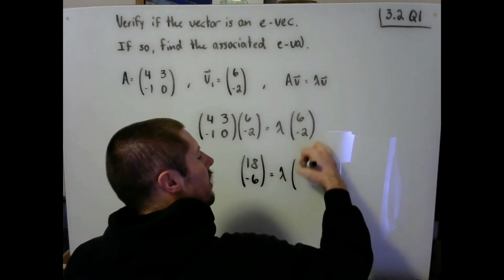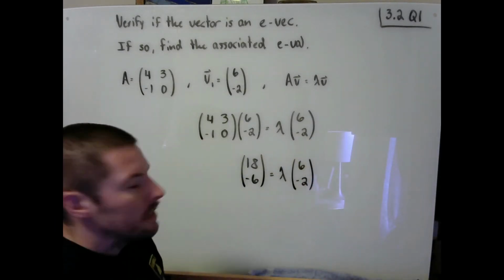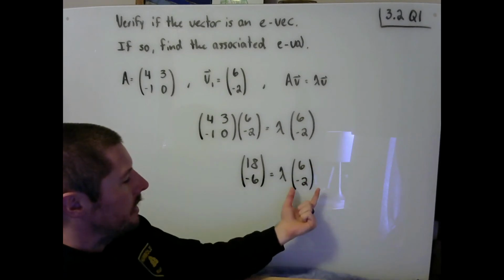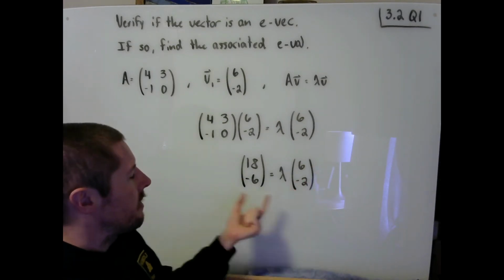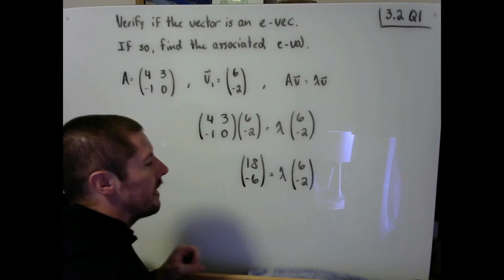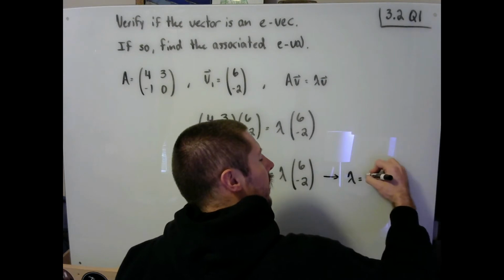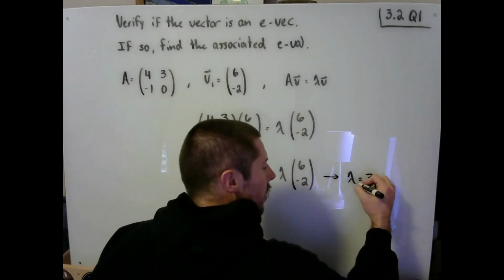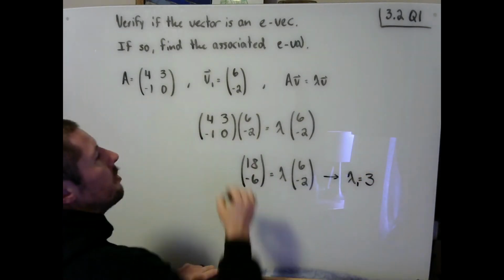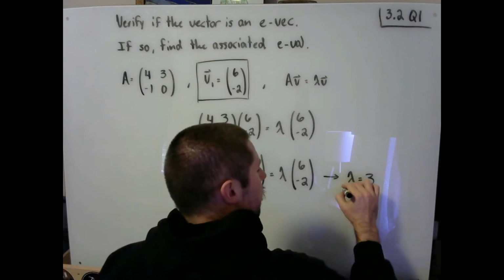Now we're going to ask ourselves the question, is there some constant lambda that can make this statement true? What we can see is that this vector on the right, (6, -2), is in fact a constant multiple of the vector on the left, (18, -6). Hopefully by visual inspection we can tell here that lambda equals 3 is the eigenvalue, so I should go ahead and give that a 1, that is associated with the eigenvector of v1, (6, -2).